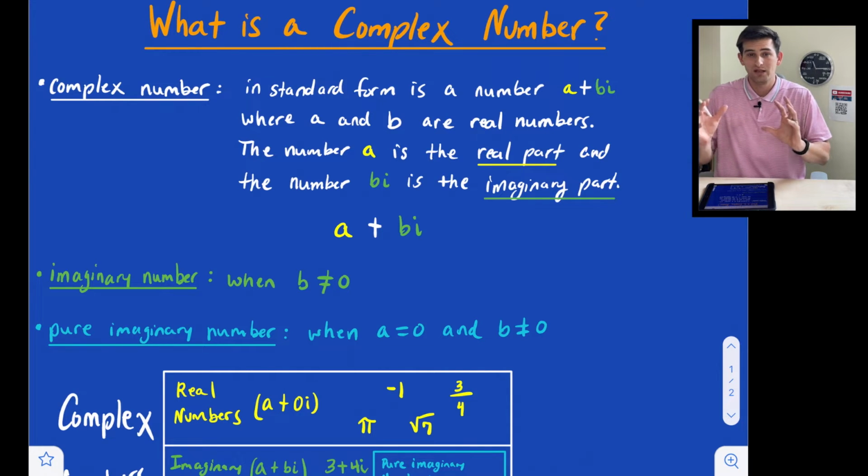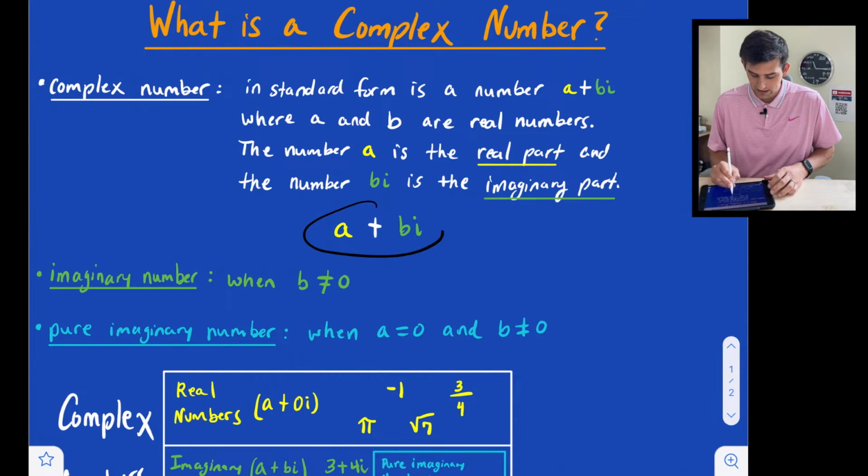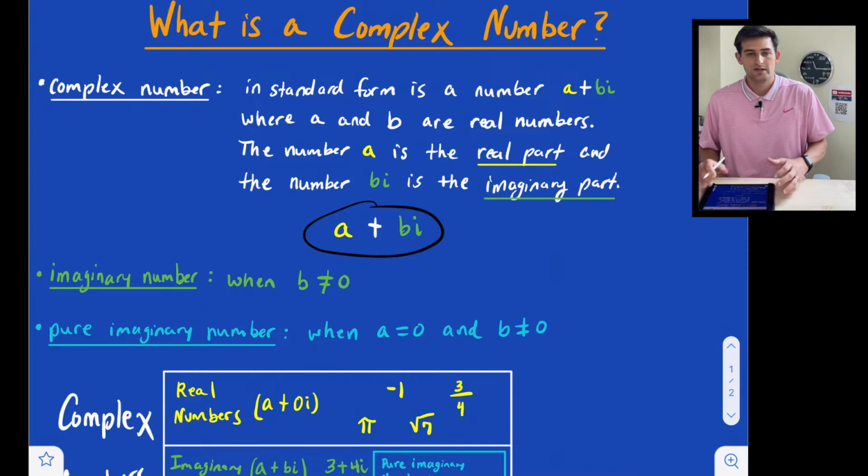Complex means we must be including a real and an imaginary number, and that's exactly the case. So we look at our definition of complex number. It says when it's in standard form, it's a number a plus bi, where a and b are real numbers. The number a is the real part, and the number bi is the imaginary part, right? So it's going to look something like this, a plus bi, maybe like 4 plus 3i, okay?